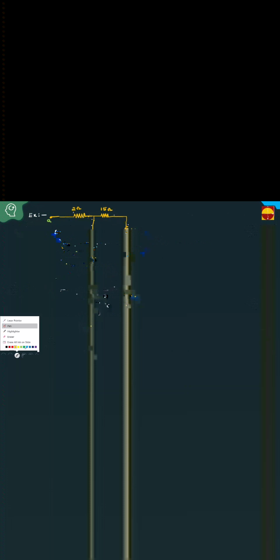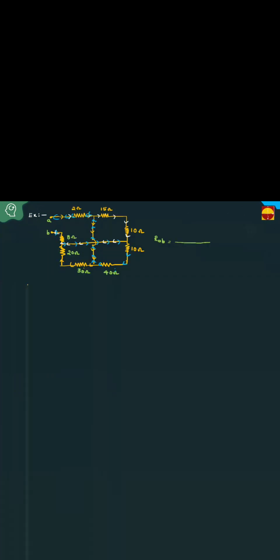Which is series? 40 ohm, 10 ohm is series. This is 50 ohms. This is also 50 ohms. This 50 ohms parallel 50 ohms is 25 ohms. Can I draw like this? This is 2 ohms. This is 25. This is 50, this also 50. And this is 8 ohms. This 50, 50 parallel is 25.